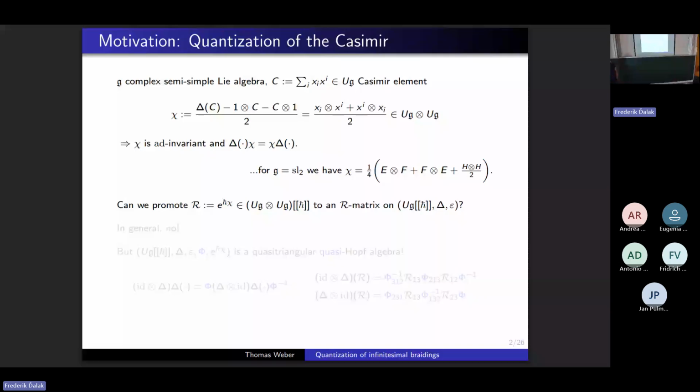But for the moment, think of this as an element of the tensor product of the universal enveloping algebra that will then give rise to a braiding on the level of modules. So this will tell you how to move objects in your category. And our idea is to say maybe simply e to the power chi will give such an R matrix.